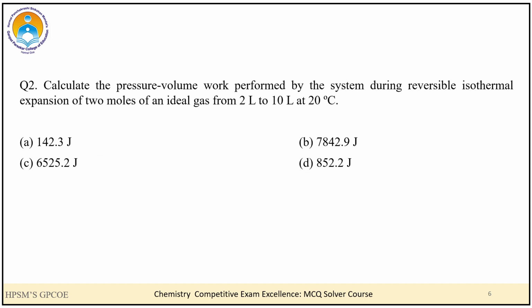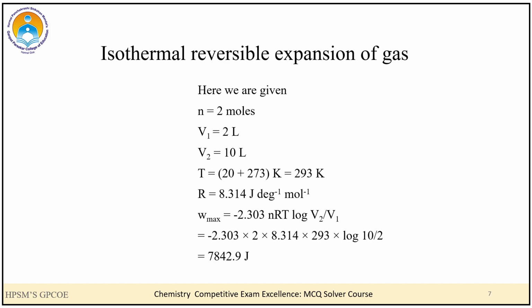Calculate the pressure volume work performed by the system during reversible isothermal expansion of 2 moles of an ideal gas from 2 liters to 10 liters at 20 degrees C. The options are 142.3, 7842.9, 6525.2 and 852.2 joules. This problem is based on the isothermal reversible expansion of the gas.